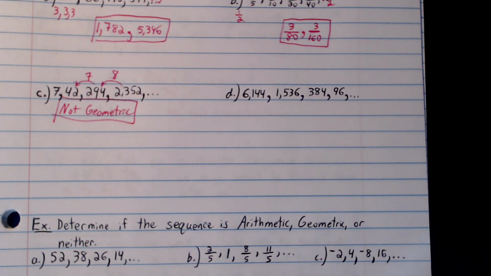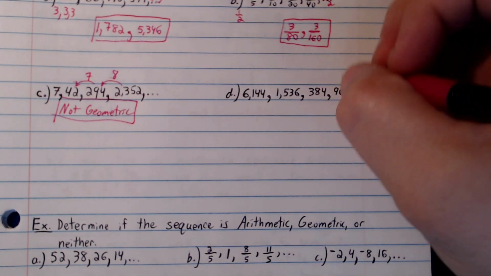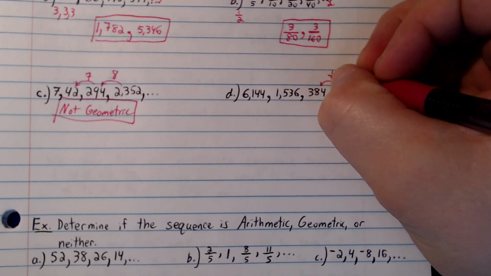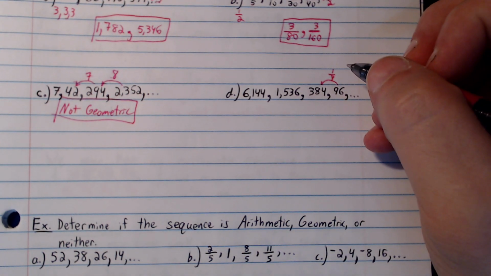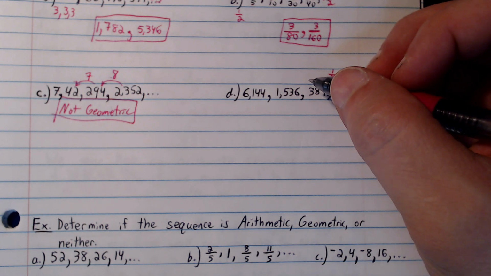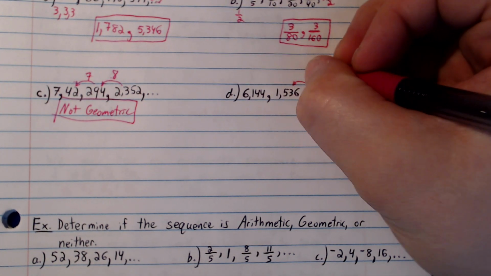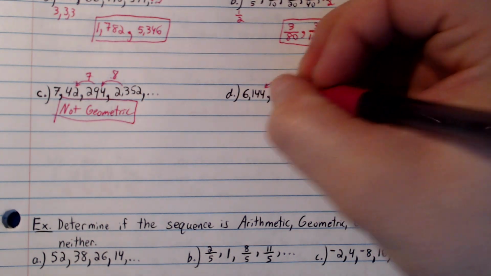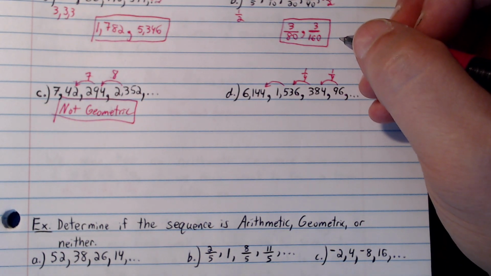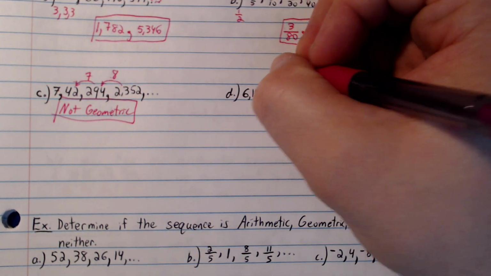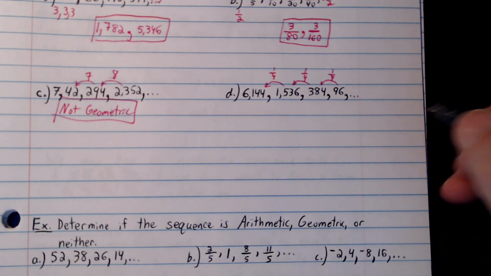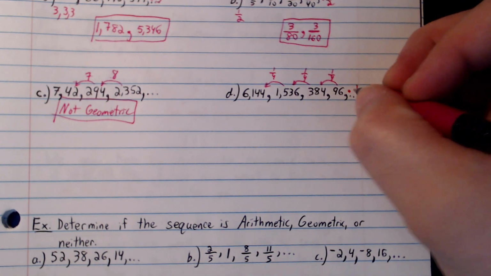And the last one, let's see, 96 divided by 384. 0.25, so that's 1/4. 384 divided by 1536. Again, 0.25, so 1/4. And let's just check this one last one. 0.25 again. So our common ratio, 1/4 every time, so I'm multiplying by 1/4.